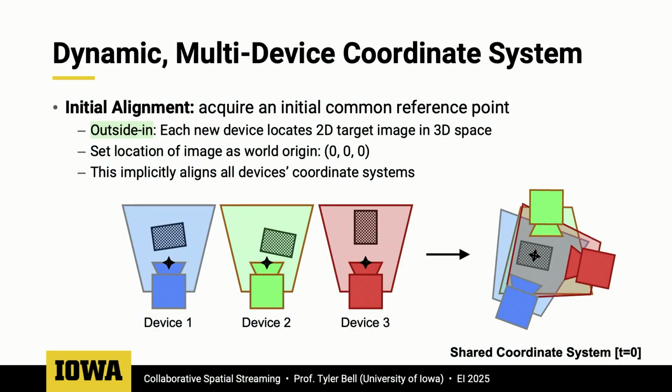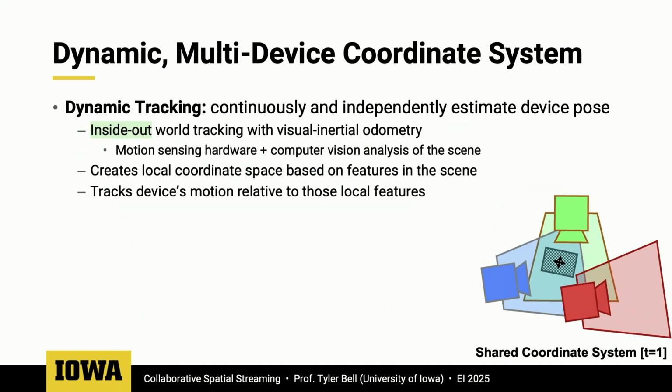So this initial alignment, we use an outside-in approach. Again, each camera just finds the target and essentially puts a pin through it, and that's 0, 0, 0. This implicitly aligns all of the device's coordinate systems. And then we have the dynamic tracking after that, which uses both feature recognition and motion tracking to determine where the device moves in its local space. And this tracks the device's motion relative to these local features. And I'll show you an example of this.